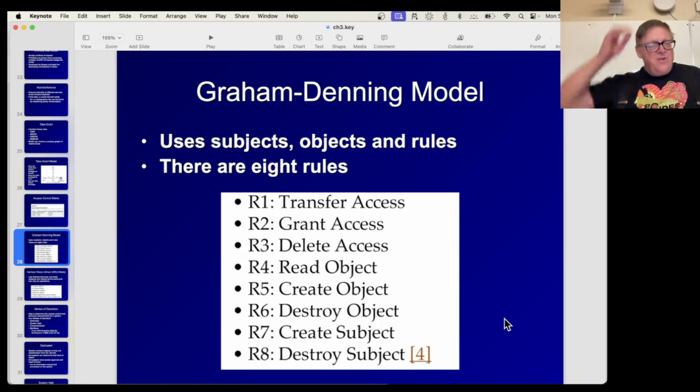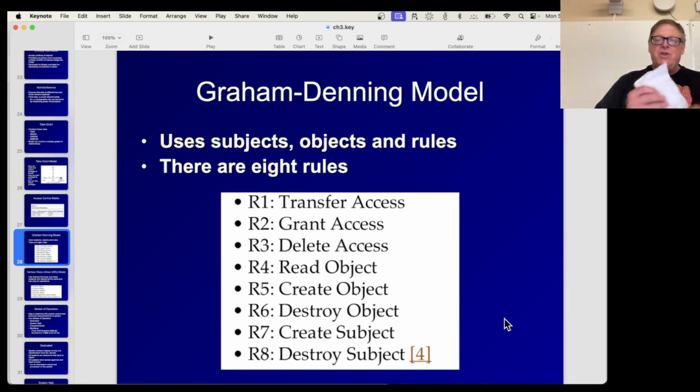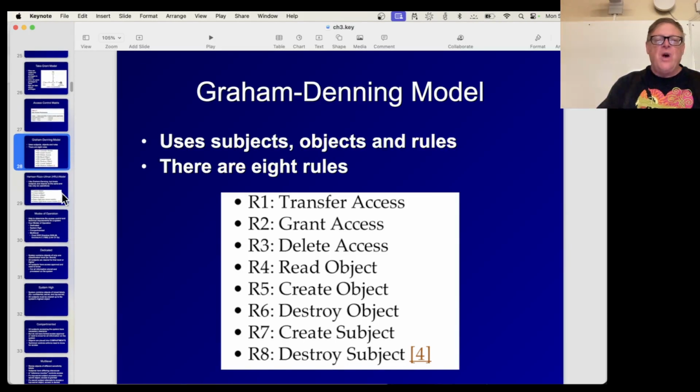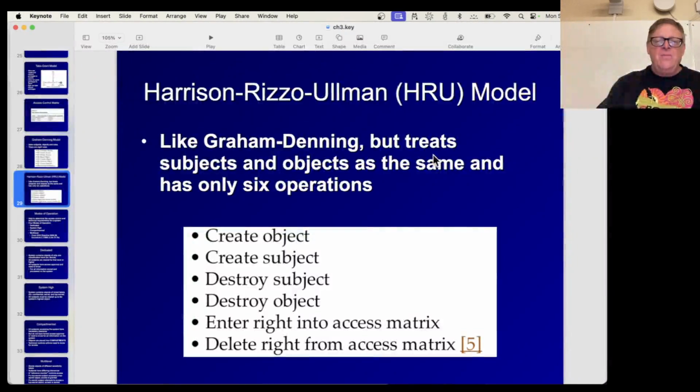So as you can see, just like all those compliance frameworks, these are many things that pretty much do the same thing. They give you a set of permissions you could use to control your computer system and limit who can do what on it. The HRU model is the same, but treats subjects and objects as the same, and therefore has just six operations: create object or subject, destroy object or subject, enter right into access matrix, and delete right from access matrix. All different ways of doing the same thing.